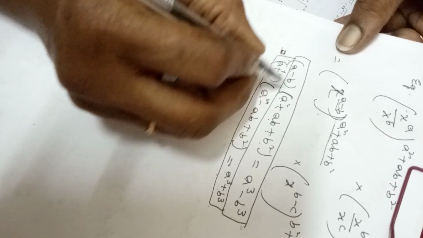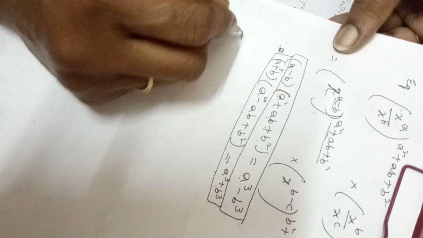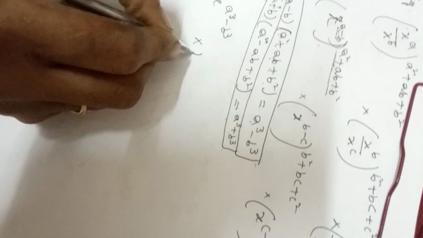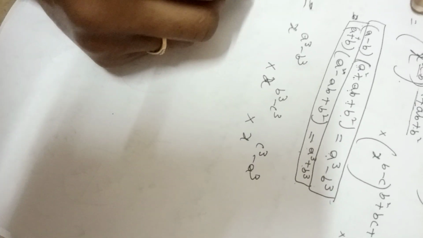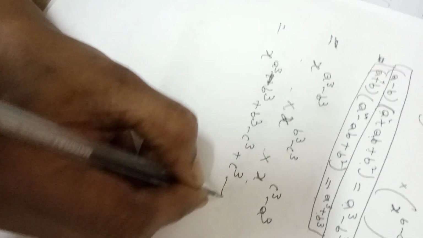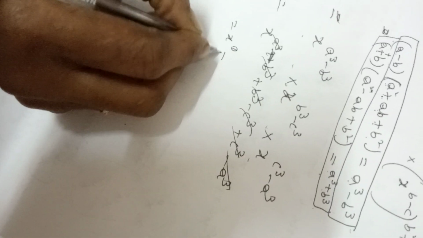So a minus b into a square plus ab plus b square is equal to a cube minus b cube. So x raised to the power a cube minus b cube into x to the power of b cube minus c cube, x to the power of c cube minus a cube. Then again same base multiplication, add all the exponents: a cube minus b cube plus b cube minus c cube plus c cube minus a cube. Cancel. X to the power of 0 is equal to 1.